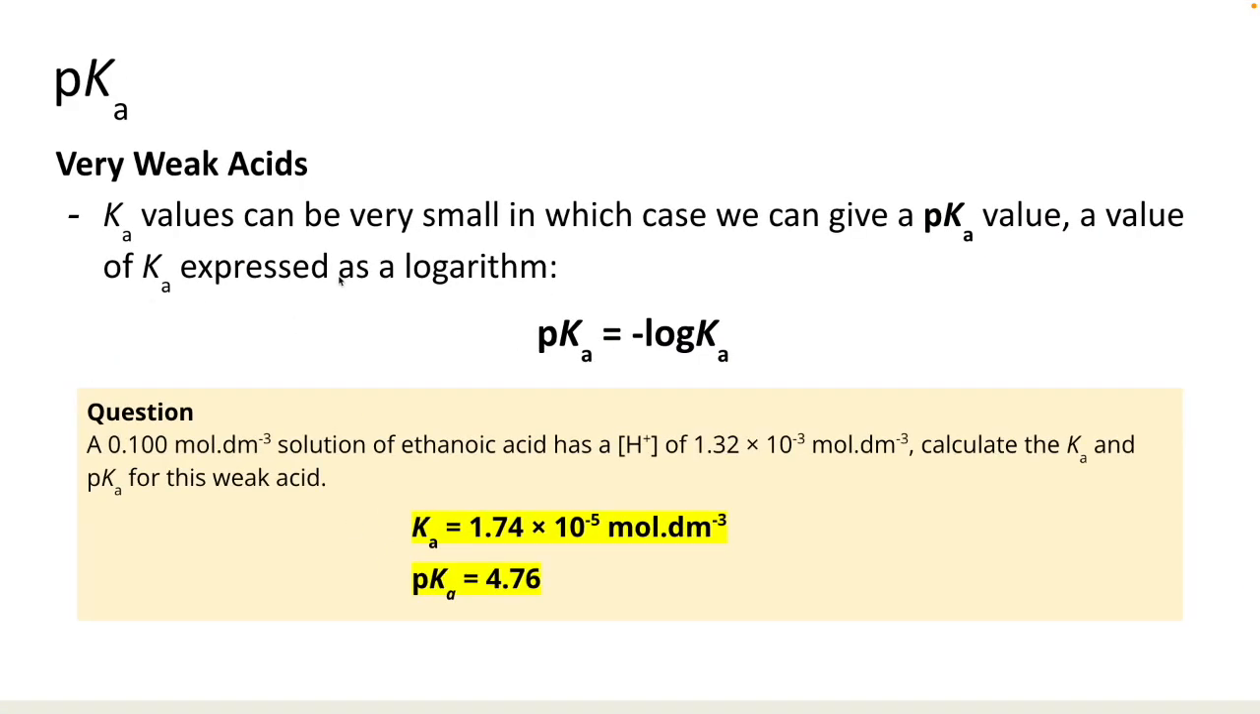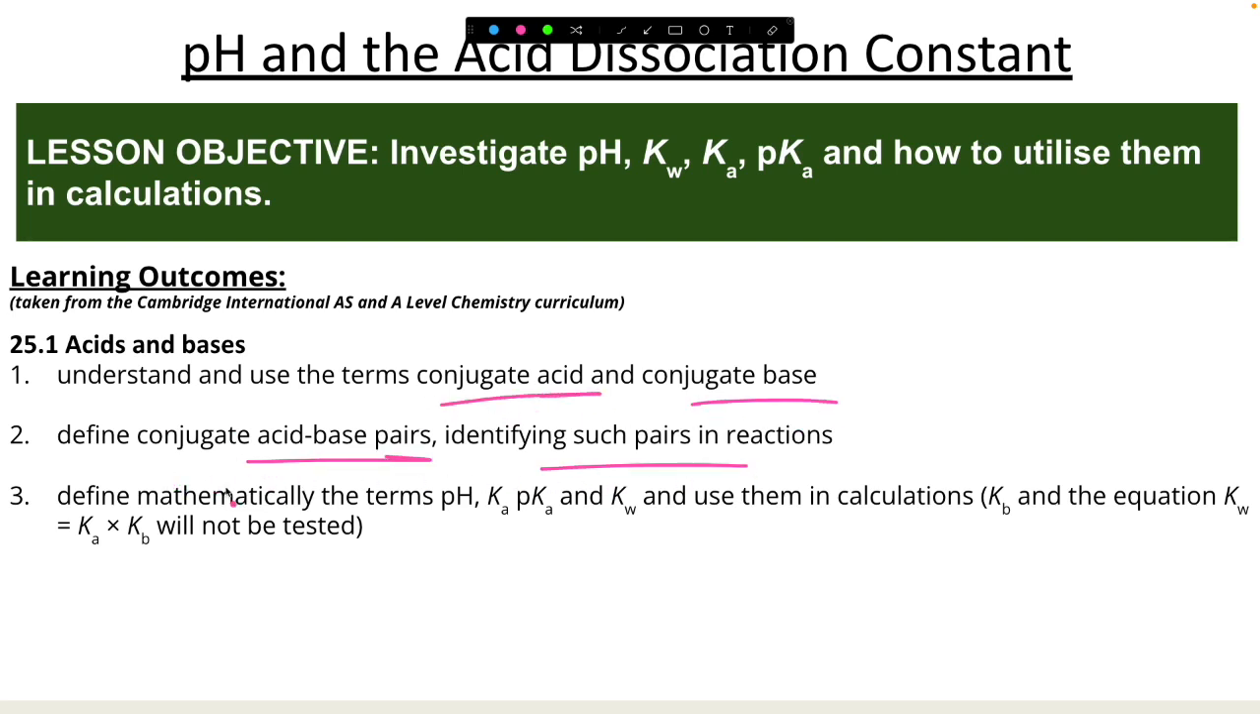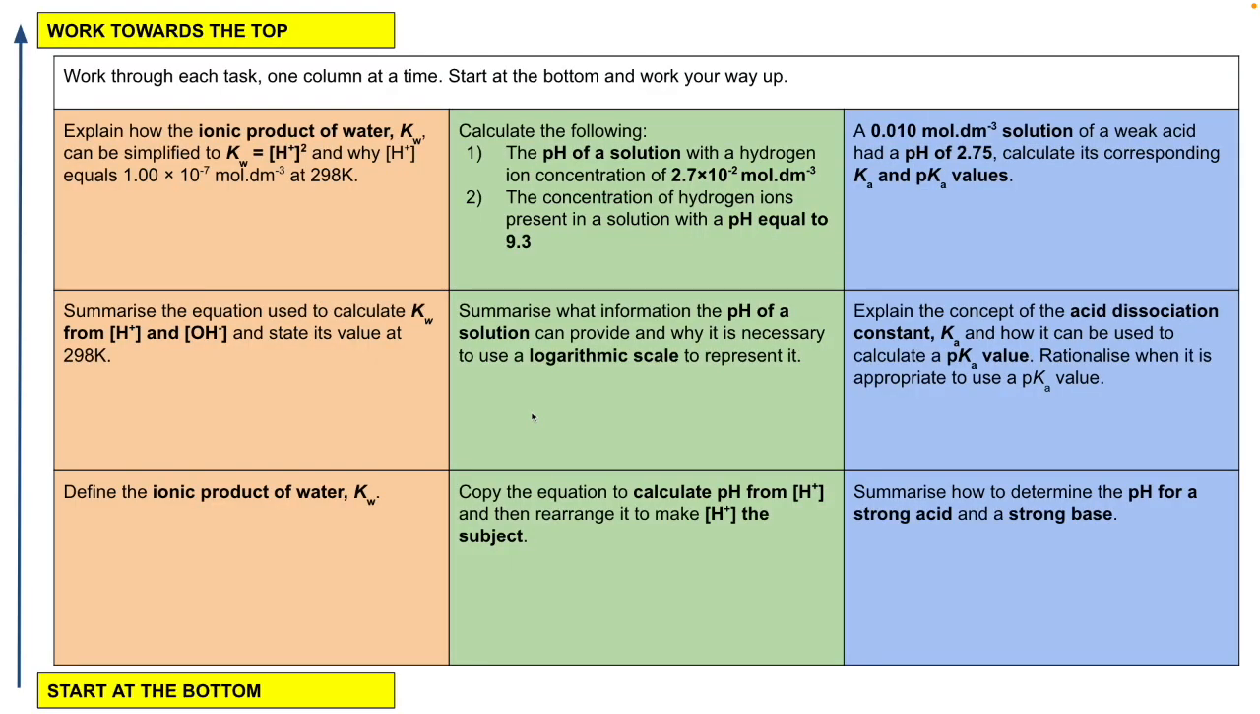All right, and with that, we've concluded this lesson, introducing these further aspects of equilibria. What did we do? We understood and used the terms conjugate acid and conjugate base, and we used these conjugate acid-base pairs to identify such in reactions, and we defined mathematically the concepts of pH, Ka, pKa, Kw, and we used them in calculations. Tasks, pause if you like. If you want some consolidation, one column at a time, working from the bottom to the top.